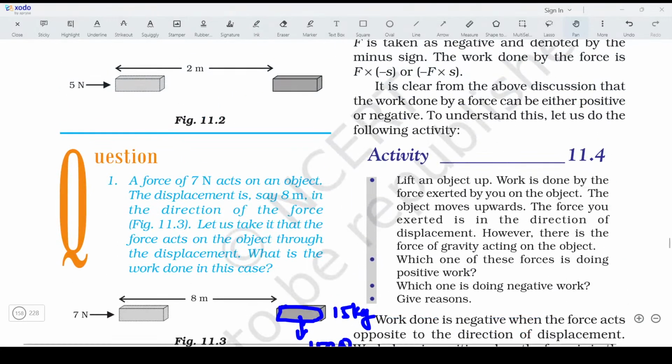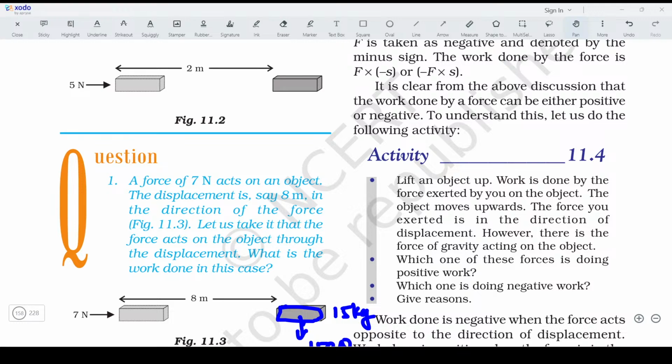Now the first question. Some force, this force is moving this object 8 meters. What is the work done here? 7 newtons force, 8 meters displacement. 7 into 8, 56, right? 56. So now this fellow is spending how much? 56 joules of energy, right?